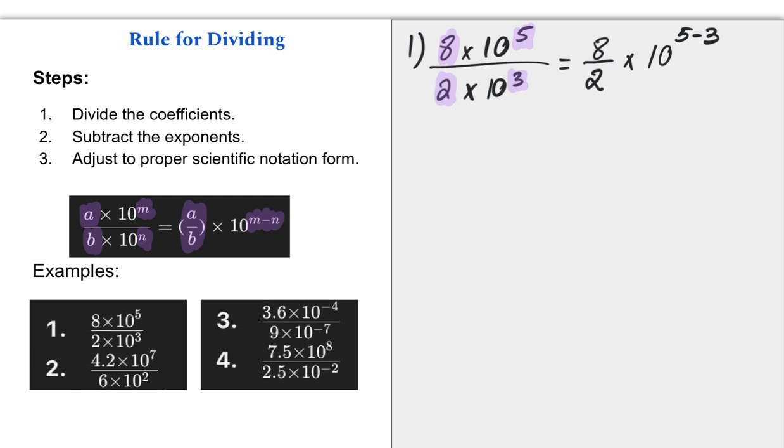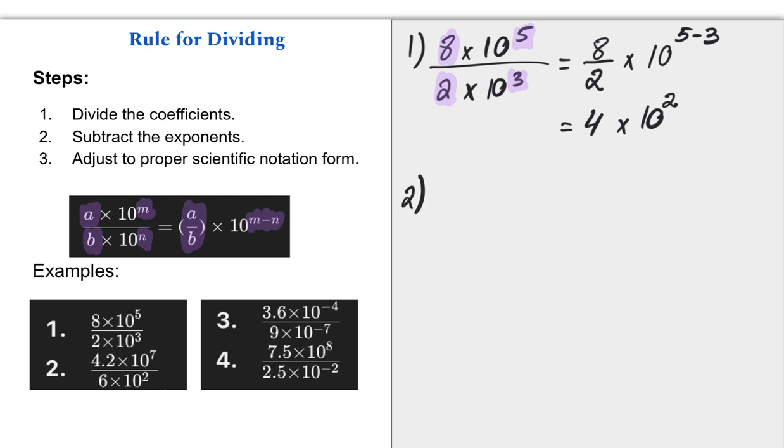So here we have 8 divided by 2 equals 4, and then times 10 to the 5 minus 3, which equals 2. Our third step says adjust to proper scientific notation. If you remember, in scientific notation the coefficient is a number between 1 and 10. And 4 is a number between 1 and 10, which is multiplied by a power of 10. So our number is written in scientific notation form.